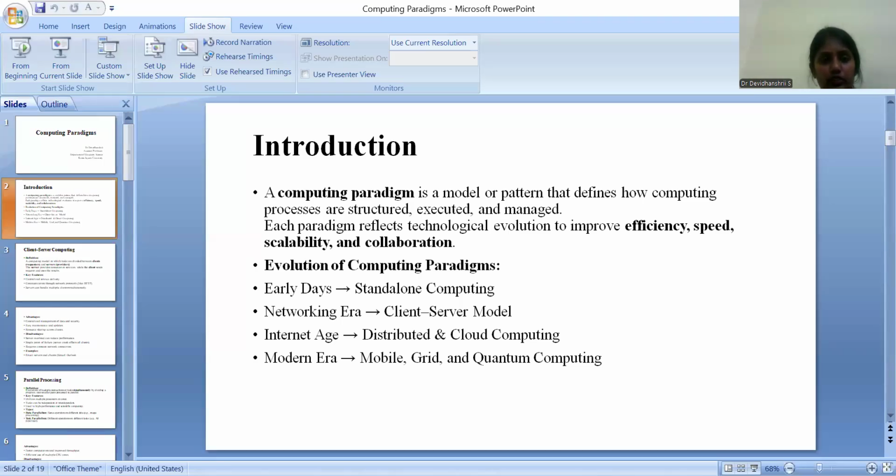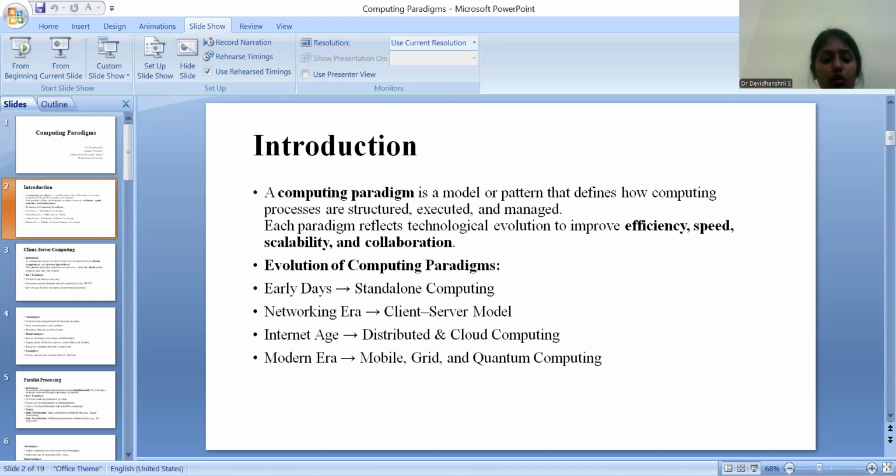Hi, today we are going to see about computing paradigms in PCCF. What is a computing paradigm? It is a model or pattern that defines how computing processes are structured, executed, and managed. Each paradigm reflects technological evolution to improve efficiency, speed, scalability, and collaboration.